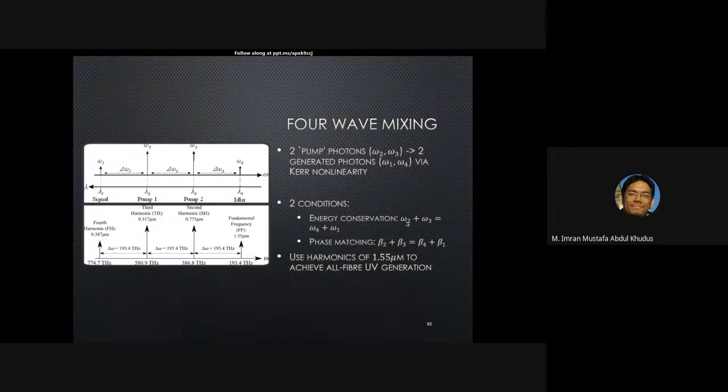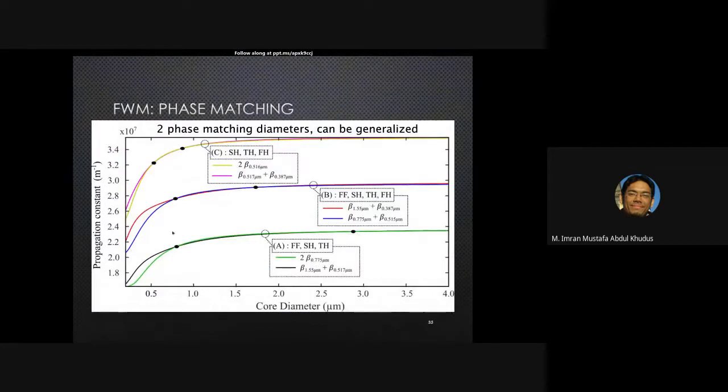The main thing is that it has to be energy conserving. Omega two plus omega three must be equal to omega four plus omega one, right? From E equals H bar omega, which is from Einstein, and then it has to phase match. So these are just the conditions, and you can find the phase matching conditions, as it were.